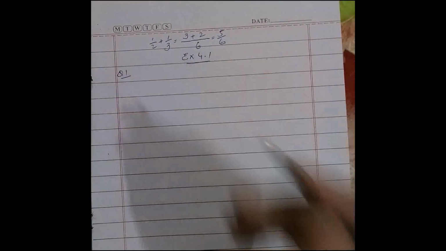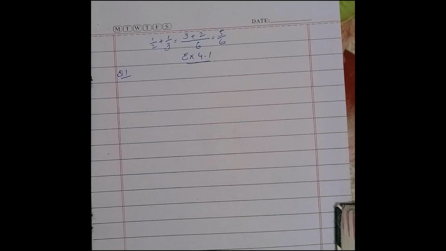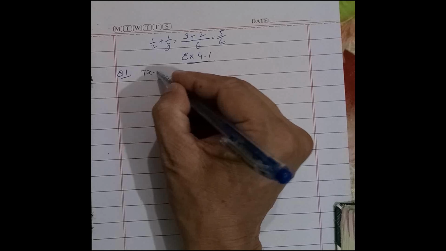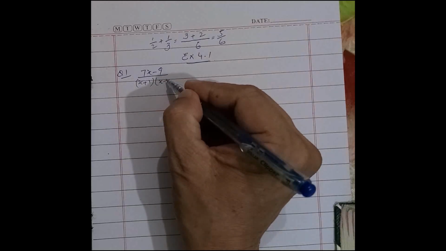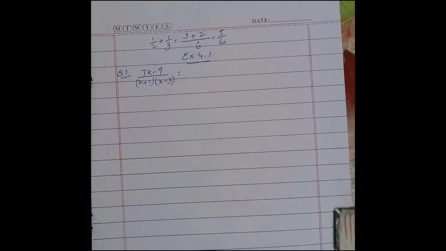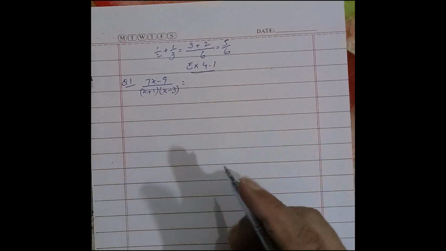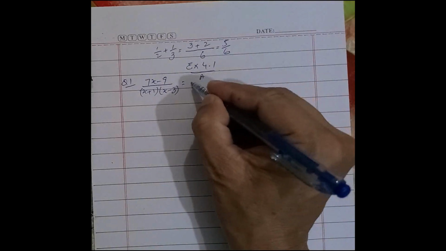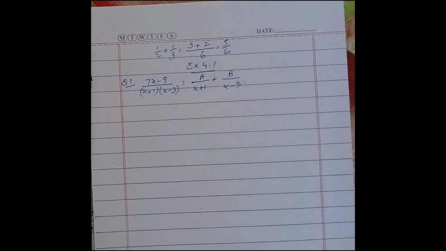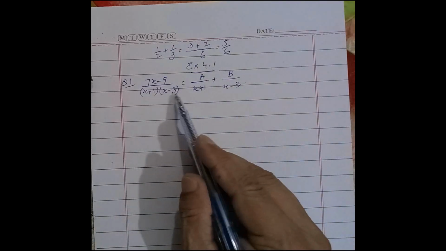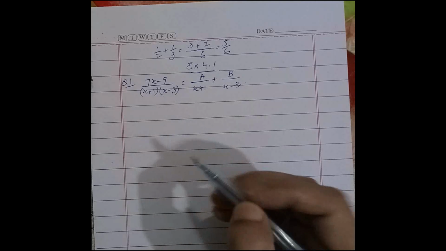Question 1. The question is 7x minus 9 over x plus 1 into x minus 3. Now we factorize this fraction, which is A over x plus 1 plus B over x minus 3. And the next step is we multiply both sides with the denominator of the fraction, which is x plus 1 into x minus 3.